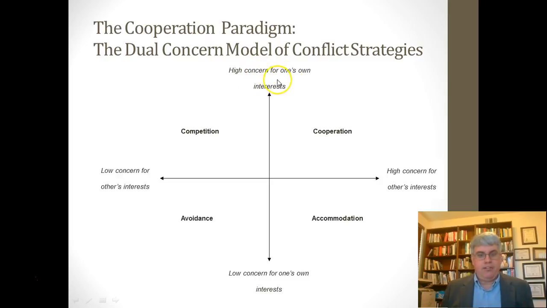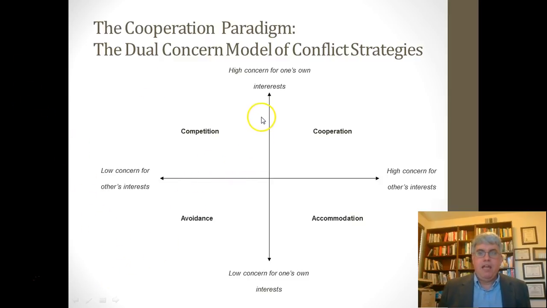Now, the vertical axis is high concern for one's own interests, like, yeah, I really want what I want, and down here is low concern for one's own interests, saying, yeah, I'm not gonna fight for it. And so we can be high or low in these two dimensions, concern for our own interests or concern for the other's interest. And this combination of concerns creates different quadrants, different combinations.